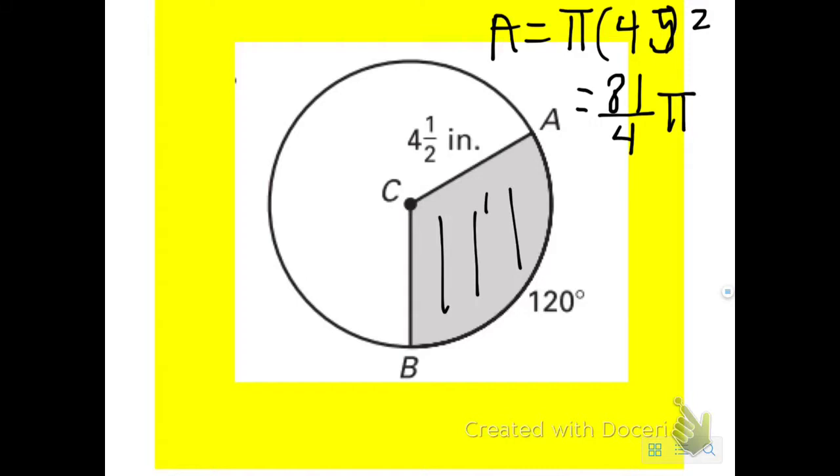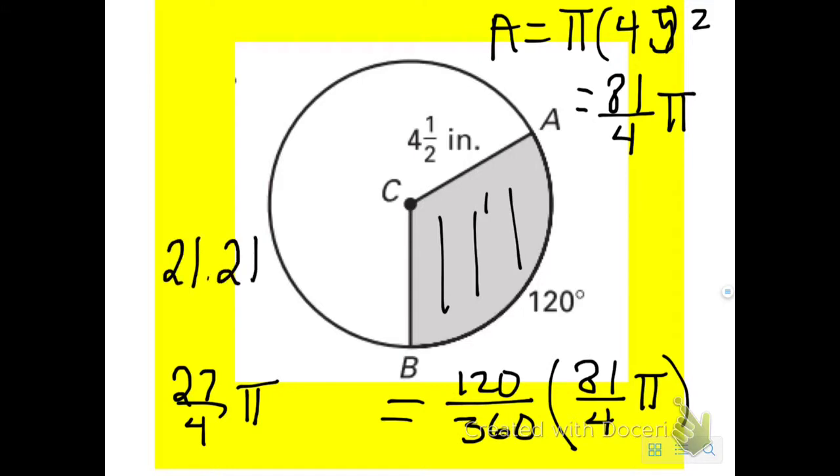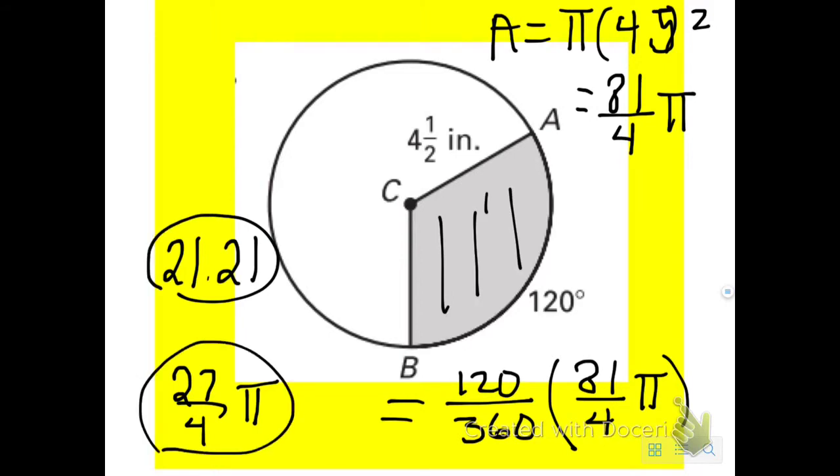That's the entire circle, but I only want the shaded part. So what's shaded? 120 degrees out of a total 360 degrees times the total area, which is 81 over 4 pi. So to get my answer, I use the fraction button. I use 120 over 360 times 81 over 4 shift pi. And that tells me that my exact answer is 27 over 4 pi. If I want to know the estimated answer, all I've got to do is press pi, SD. So that gives me 21.21 if I round up. So that gives me the estimated. That gives me the exact.